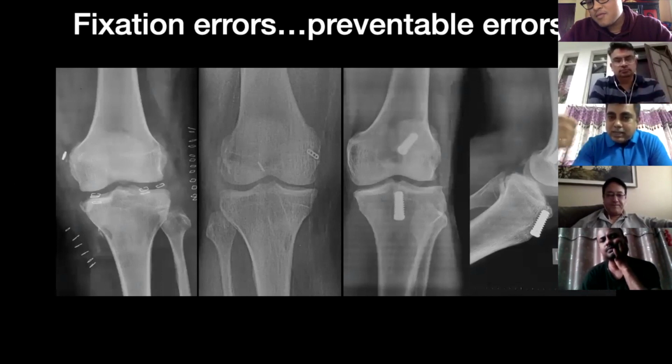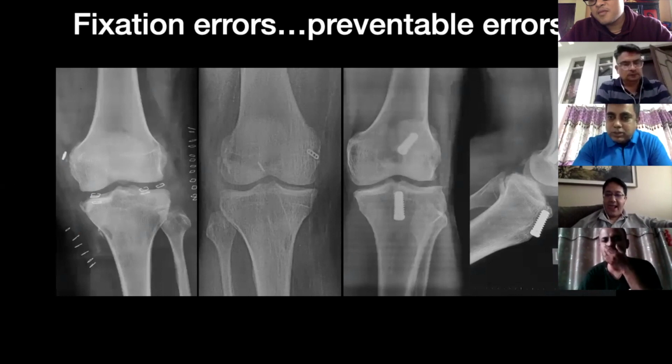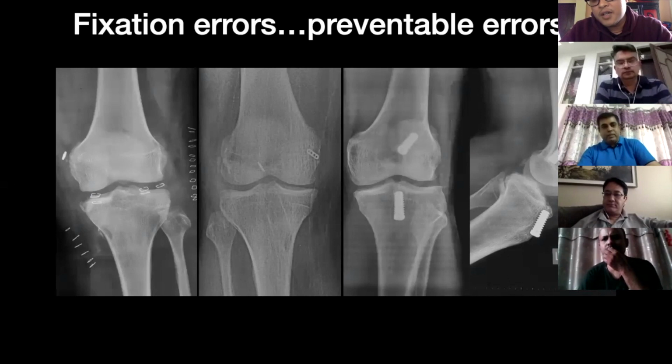But the bucket handle tear is almost similar; doing ACL reconstruction isolated or with the tear, both don't differ too much. I think we'll continue with our discussion, right? I want to add a question. One last question, Dr. Vivek.